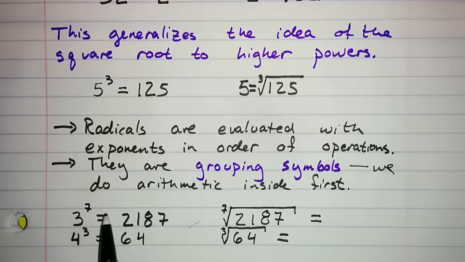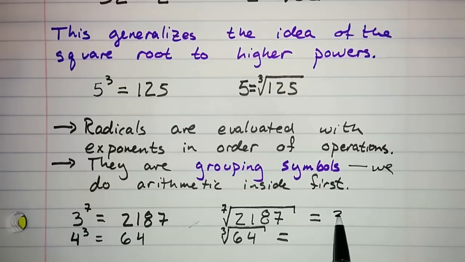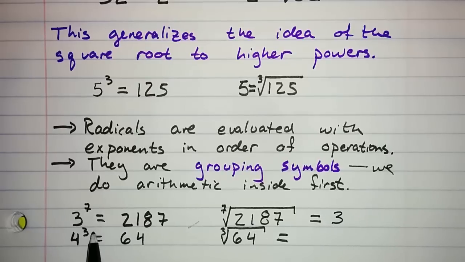Alright, well, 3 to the 7th is 2,187, expresses the same idea as to say the 7th root of 2,187 is 3. 4 to the 3rd is 64, expresses the same idea as cube root of 64 is 4.